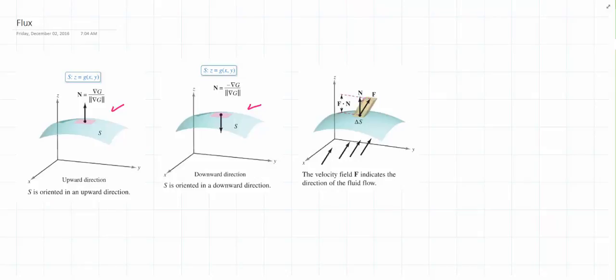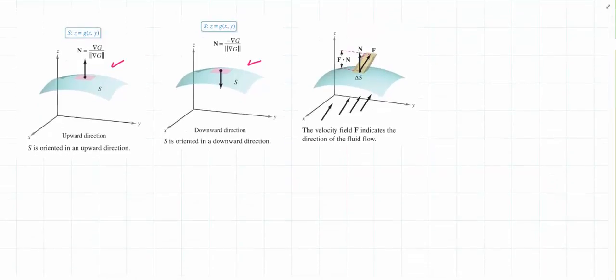Now, the next type of surface integral that we're going to look at is the surface integral involving a vector field. We're going to call this a flux integral. But before we start, let's remind ourselves of a couple of things. If you have a level surface and you take the gradient at a point on that level surface, what you're going to get is a vector that's orthogonal to the tangent plane. It's perpendicular.